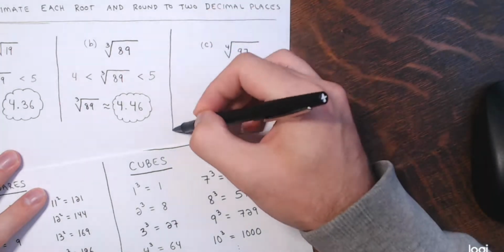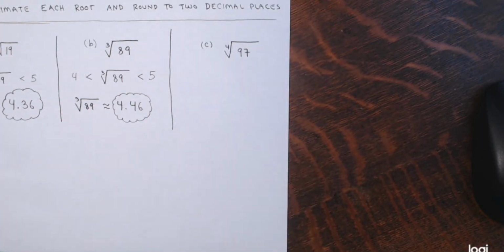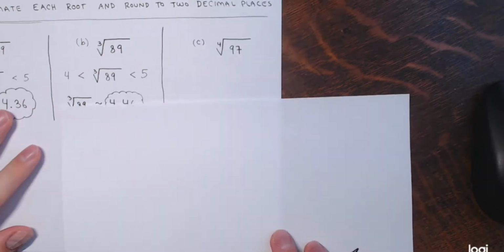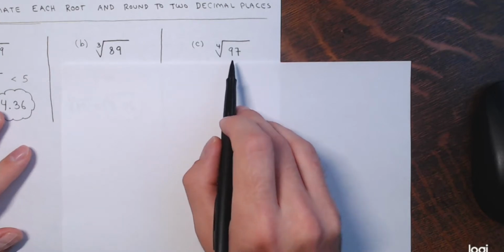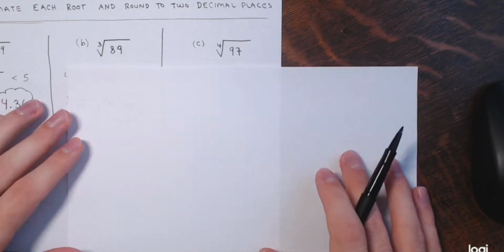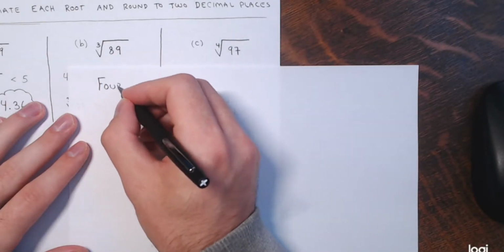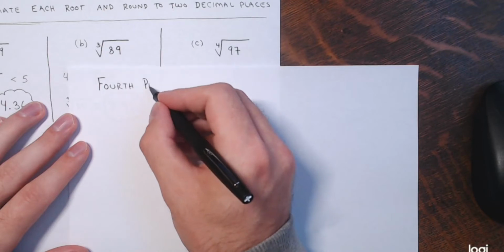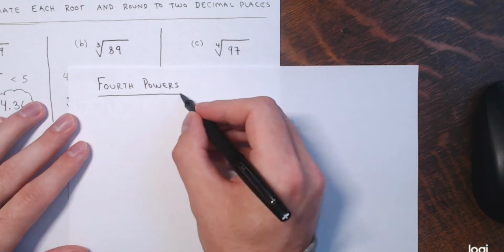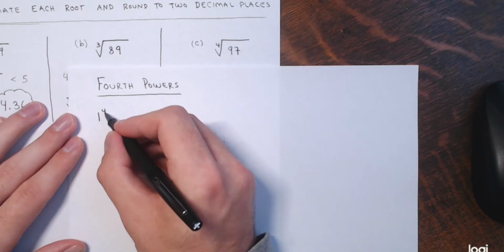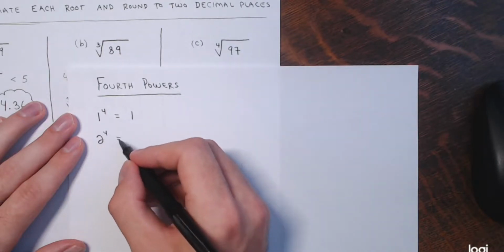Now, part C is different than what we've seen so far in the video. Part C, I'm doing a fourth root, the fourth root of 97. So I'm going to do like I did earlier, and let's take a look at fourth powers. Now we're looking at fourth powers to help us estimate the fourth root of 97. Alright, so 1 to the fourth is just 1. 2 to the fourth power, right? 2 times 2 times 2 times 2.